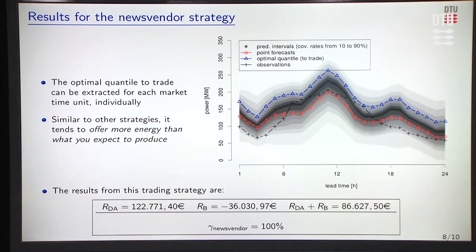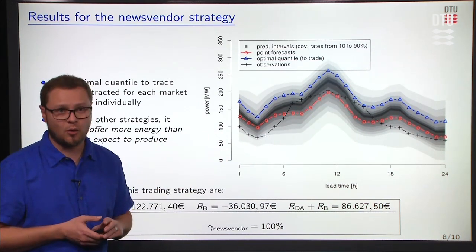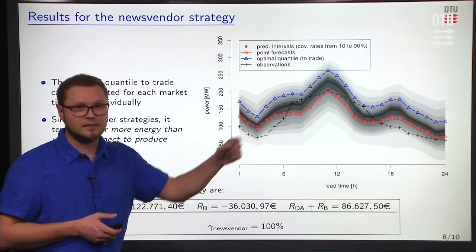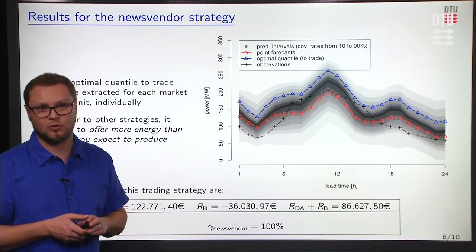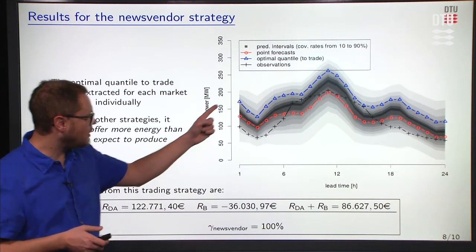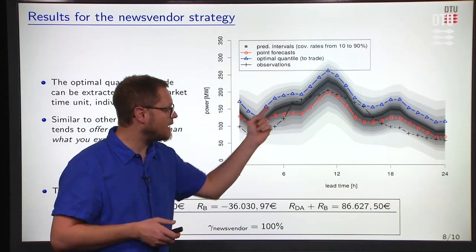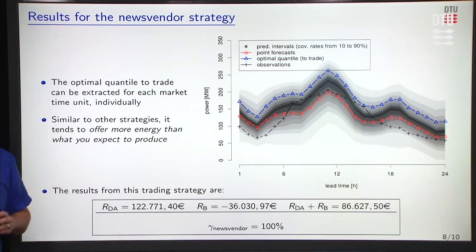If we go back to our probabilistic forecast, we can then extract this optimal quantile for each and every market time unit. And this is what we have added on this plot here. This is the same information as before, but here in blue, this is the optimal quantile that we have extracted based on the optimal nominal level we deduced of 0.78. So for each and every hour, we obtain here in blue what we will offer in the market following a newsvendor-like strategy.